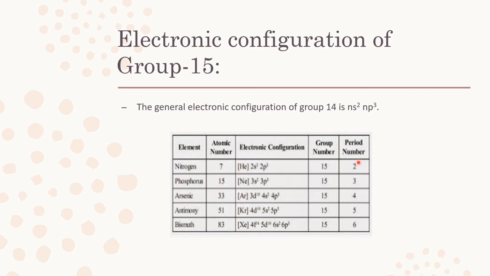We only have to change the number. n is equal to 2 for nitrogen, 3 for phosphorus, 4 for arsenic, 5 for antimony, and 6 for bismuth. That's all. The group number remains the same, that is group 15.